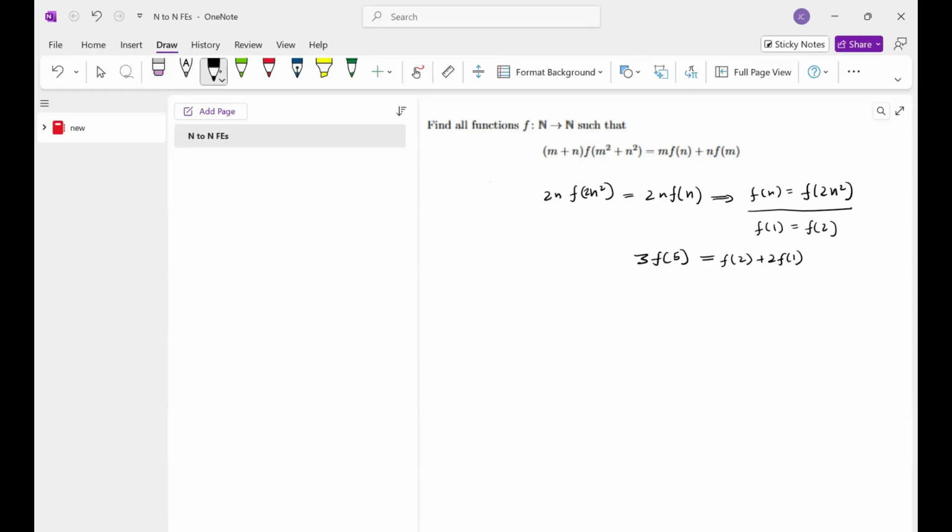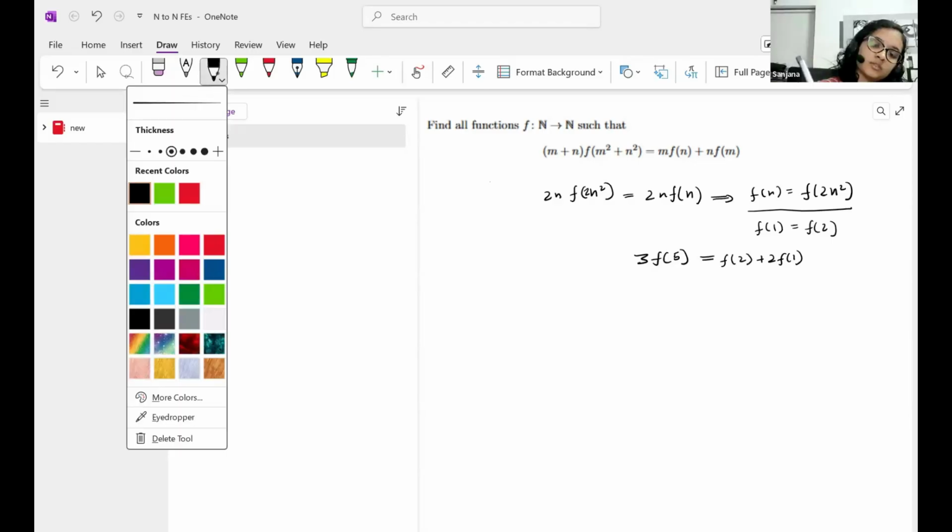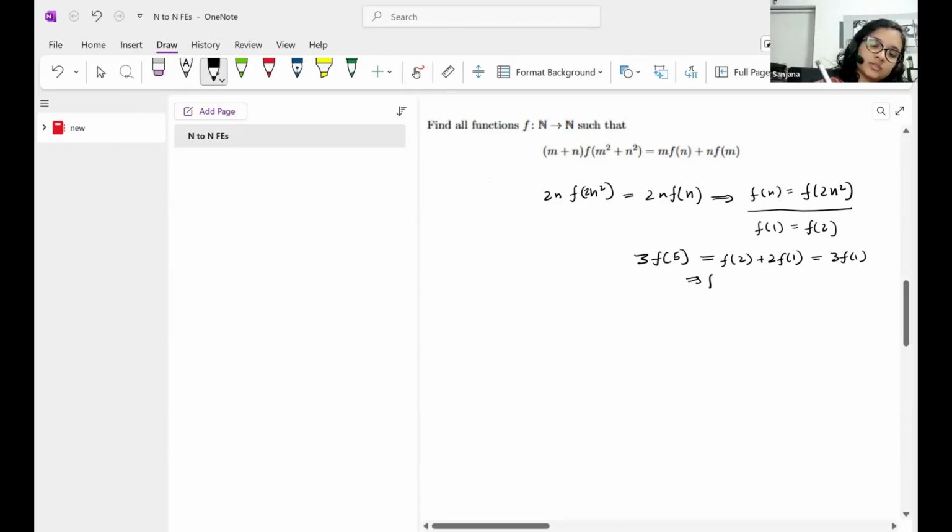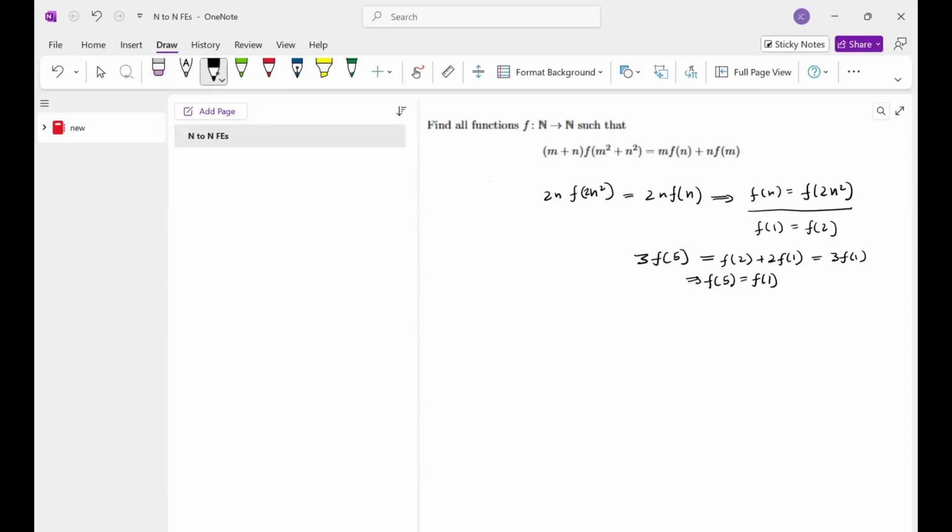So that gives us f of 5 is equal to f of 1. Yes, because these are equal. This gives us f of 5 is equal to f of 1. So based on what you're getting, can you guess what the function could be? Constant function. Yeah, it looks like it has to be constant.